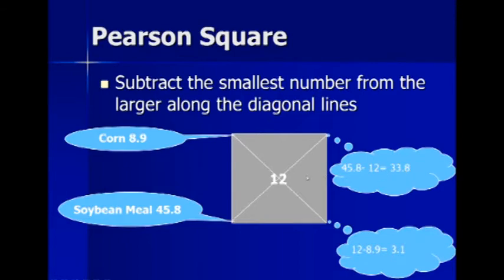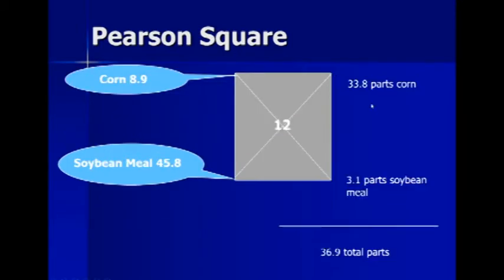So you can subtract in any way. Either you can subtract 12 minus 45.8, or you can subtract the required value from the ingredient value. If you have a negative sign over here, that does not have any worth in this calculation, so just ignore that negative value. Now come to the answer. So 8.9 minus 12 is equal to 3.1. Then 45.8 minus 12 is equal to 33.8.